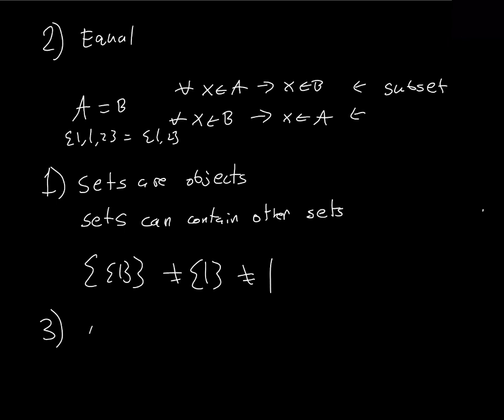One thing that will be very important is the empty set. So axiom 3 states the empty set exists. So what is the empty set? The empty set is such that X is in the empty set is always false.